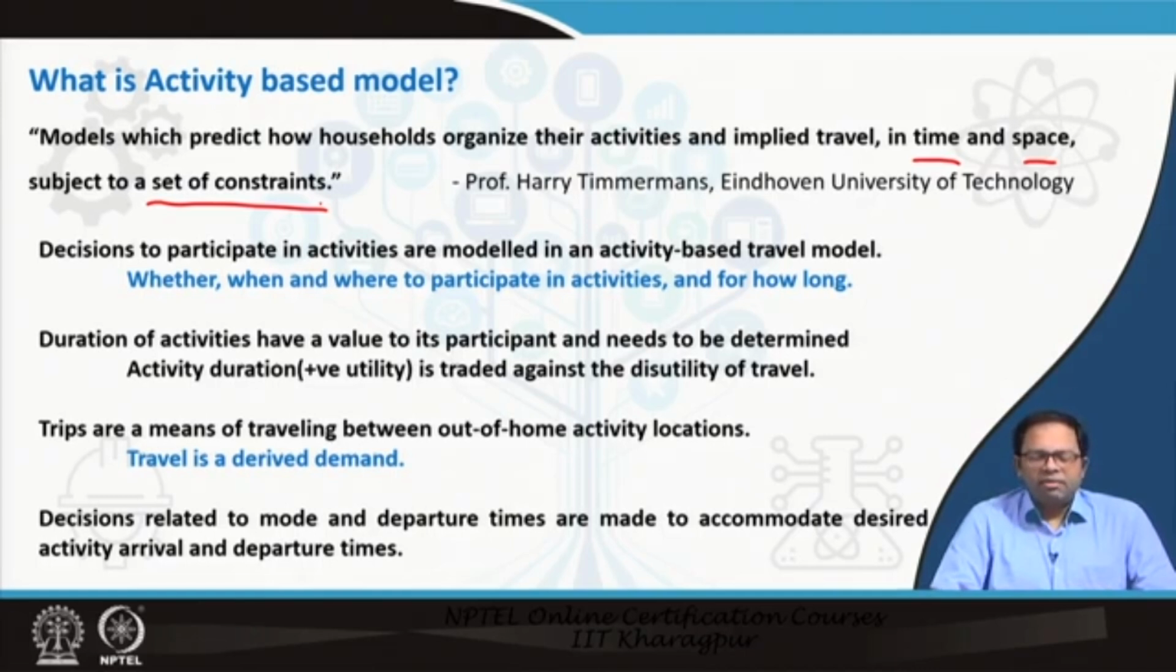Trips are the means of traveling between out of home activity locations, and as you can understand, travel is a derived demand in the true sense. So, in the activity model, travel is a derived demand. We are not modeling travel directly. Travel is automatically generated because we model activities, and decisions related to mode and departure times are made to accommodate desired activity arrival and departure times. So, I want to arrive at an activity, and accordingly I will choose my mode and my departure time. This is the reasoning behind an activity based model.